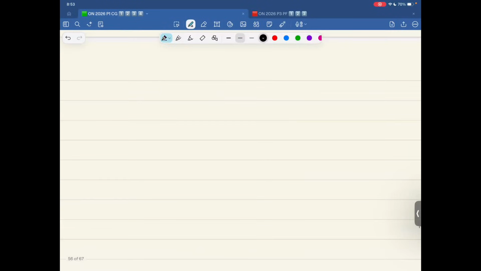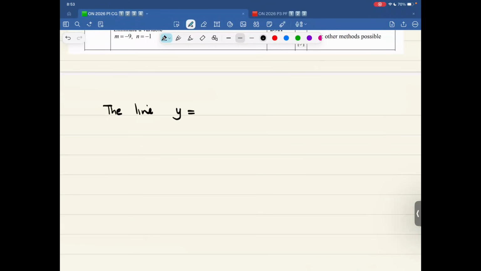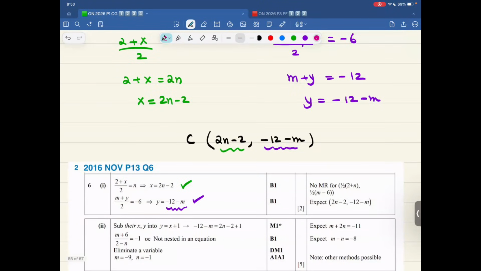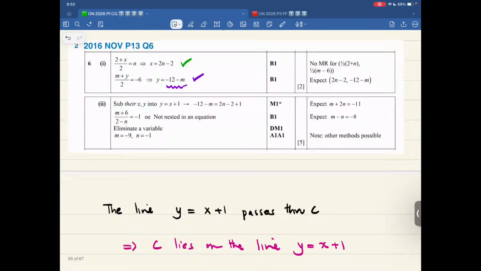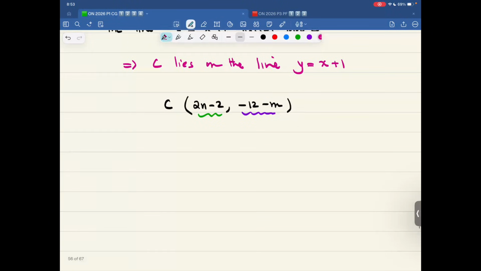So now it says the line y equals x plus 1 passes through C. Can I say this? In other words, C lies on the line y equals x plus 1. Yes, it means the same thing. Now, what is the coordinate of C? That is the coordinate of C, and it lies on the line y equals x plus 1.